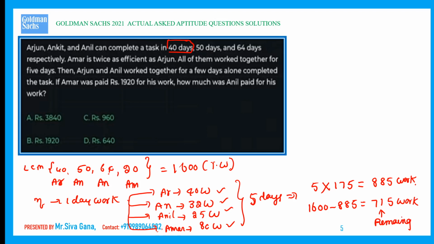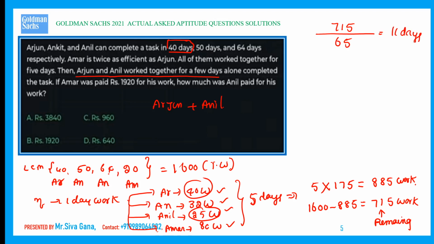Now Arjun and Anil worked together for a few days alone and completed the task. 715 is the work. Arjun's 1 day work is 40, Anil's 1 day work is 25. 40 plus 25 is nothing but 65. Which means they take 11 days to complete the work.